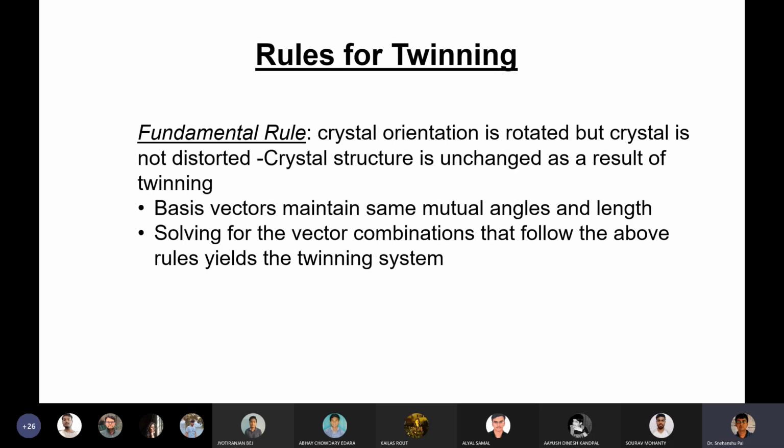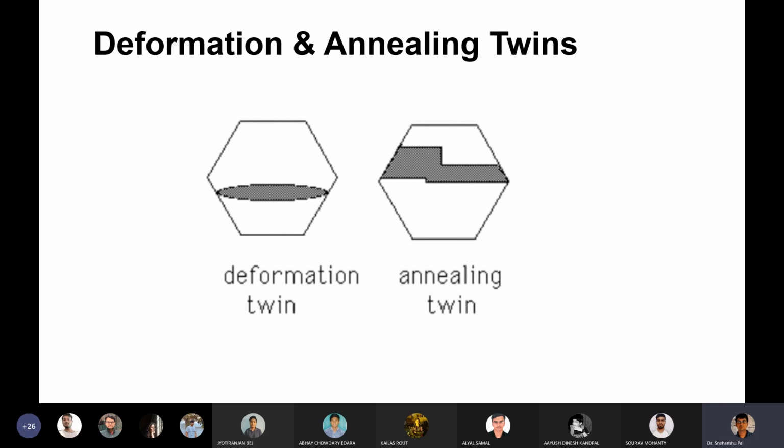So the rules of twinning, the fundamental rule: crystal orientation is rotated, but the crystal is not distorted. Again, I am repeating that. And the crystal structure is unchanged as a result of twinning. So the basis vectors maintain the same mutual angle and length. Solving for the vector combination that follows the above rules yields the twinning system. So these are the rules of twinning. Now we have to understand deformation and annealing twinning.